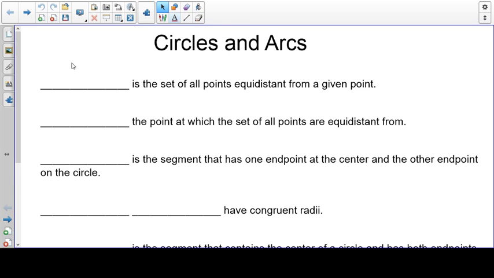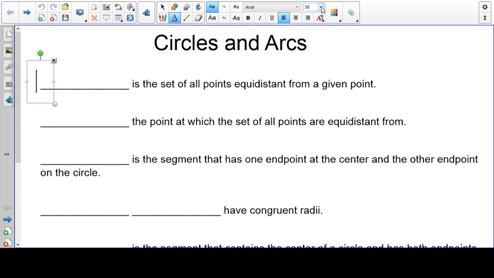So I'm going to type these because really, let's be honest, we all know how great of handwriting I have. So blank is a set of all points equidistant from a given point. That's going to be a circle.